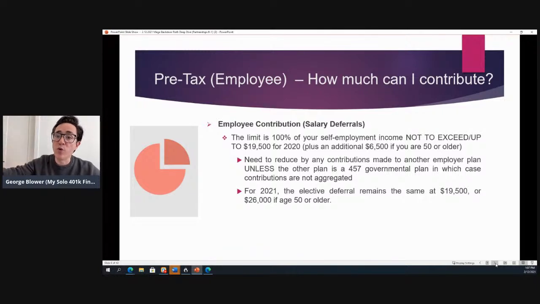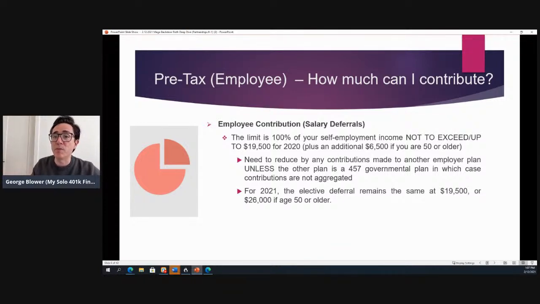And then going forward for 2021 contributions, the limit stayed the same. It's $19,500 or $26,000 if you're 50 or older. Now keep in mind this first sub bullet here. You need to reduce it by any contributions made to another plan, unless the other plan is a 457 governmental plan. So the employee contribution limit applies at the employee level.